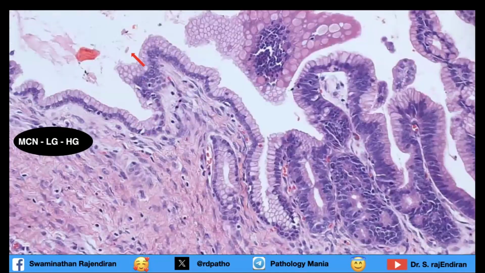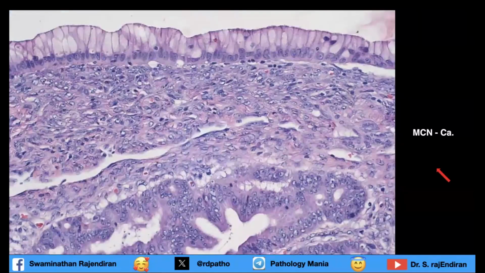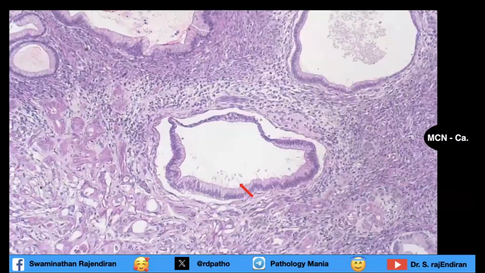And this is like a normal, and this is low grade dysplasia, and here it becomes high grade dysplasia. See the cribriforming. See the nuclei coming to the top. Okay, look at the low grade. The nuclei are still in the middle 1/3. So this is a mucinous cystic neoplasm with the invasive carcinoma here. Look at the number of mitosis. This is another invasive carcinoma arising in a background of mucinous cystic neoplasm.